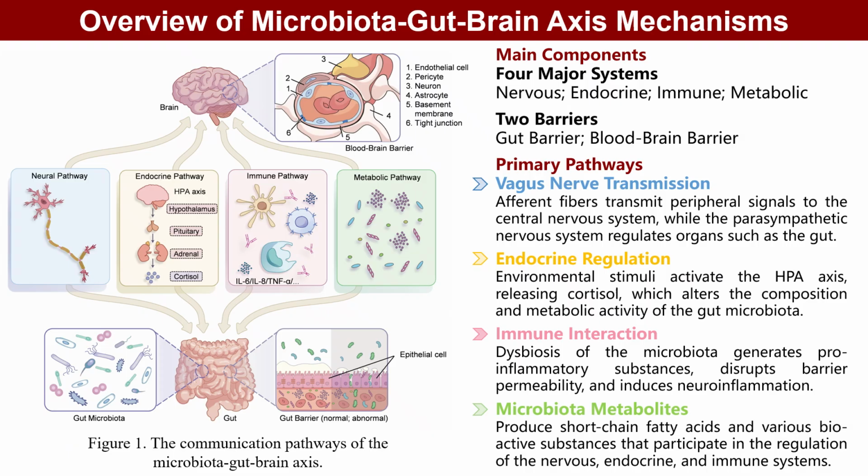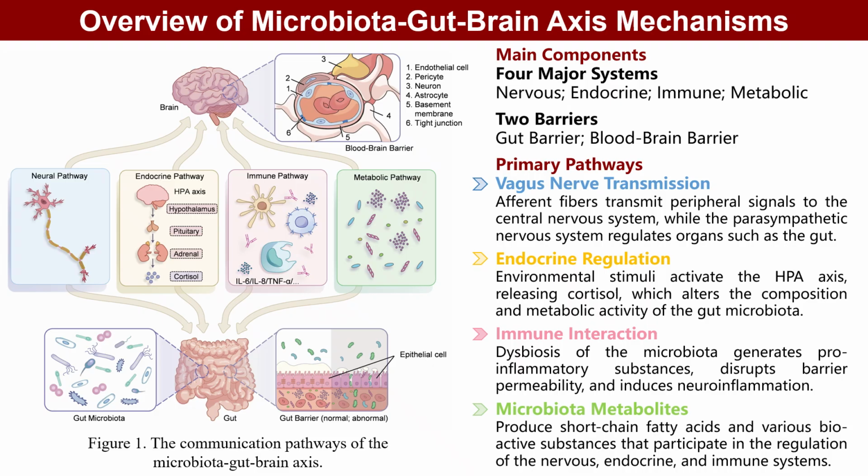The MGBA is structured around 4 systemic pathways and 2 physiological barriers. Vagal afferent and efferent fibers establish the most direct neural pathway linking the gut and brain. The endocrine pathway, governed by the hypothalamic pituitary adrenal axis, mediates stress responses. Its dysregulation increases glucocorticoid secretion, altering gut microbiota composition and metabolic activity.